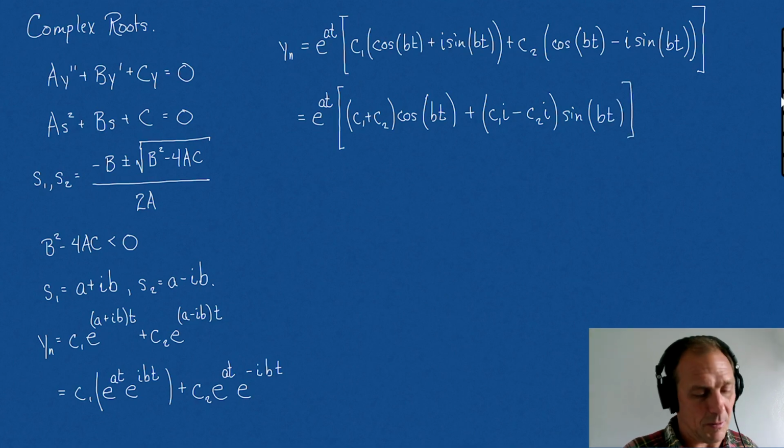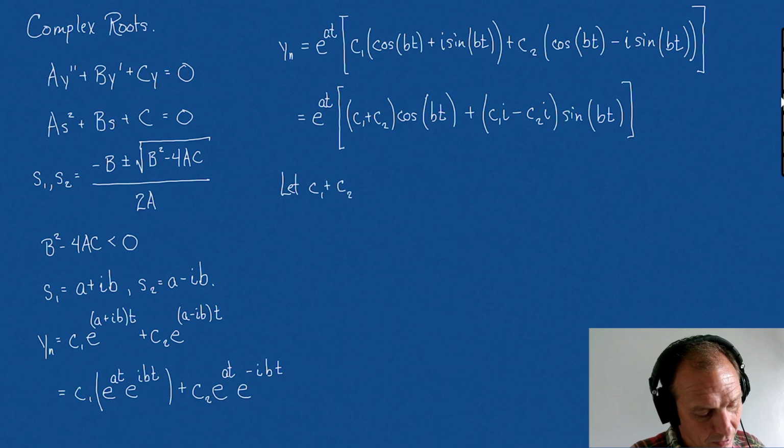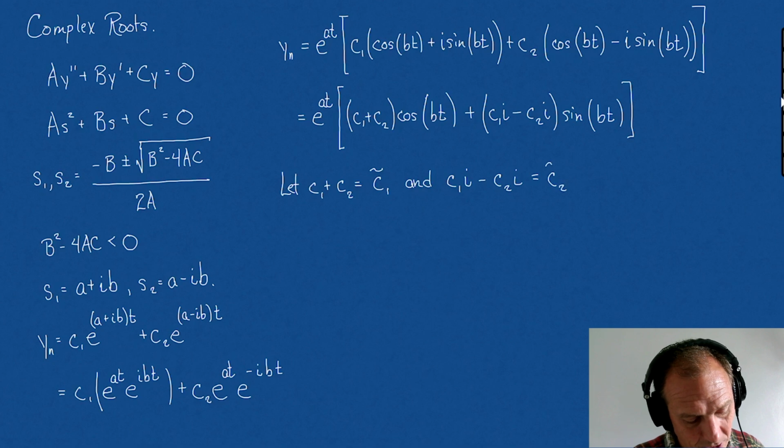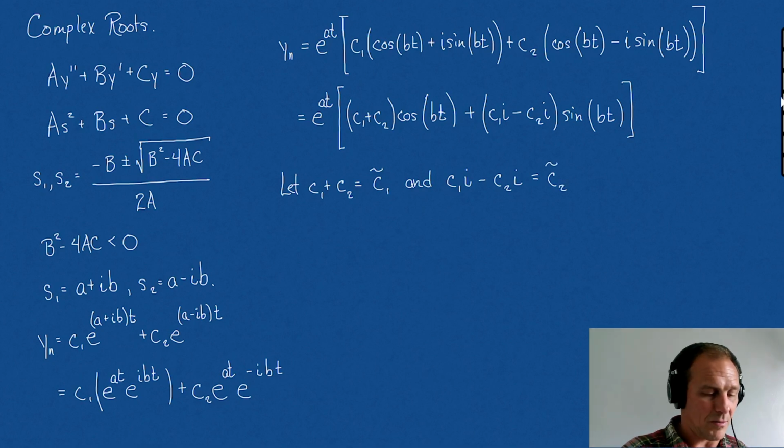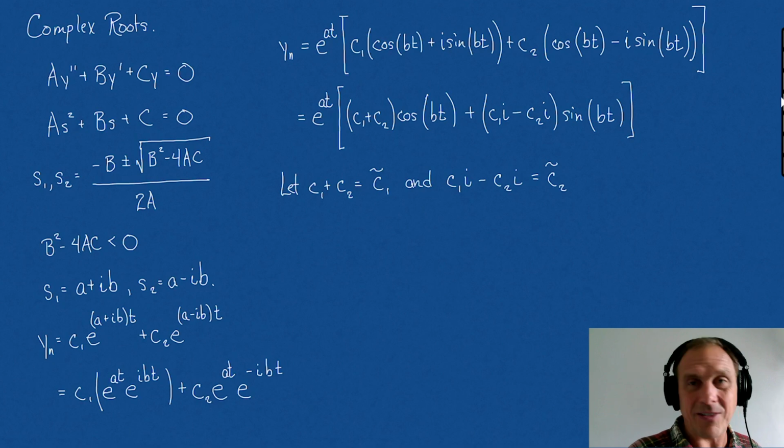Let c1 plus c2, we can let it be some other constant. We could do a capital C, or sometimes you'll see a tilde over it. So we'll just call it c1 tilde. And c1 i minus c2 i, we're going to call this our c2 tilde. I know it's the imaginary component of a number, but it's still just a number, and the initial conditions will sort themselves out.